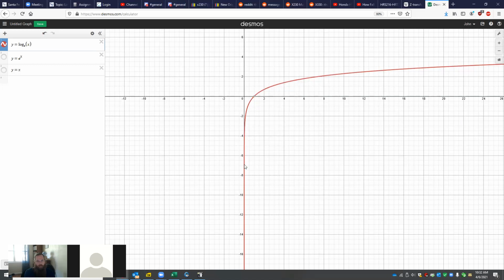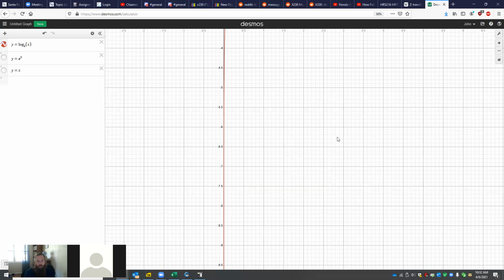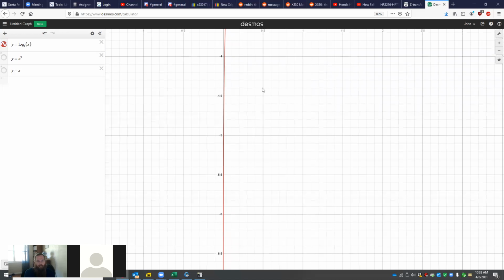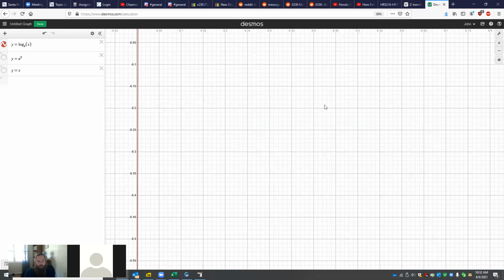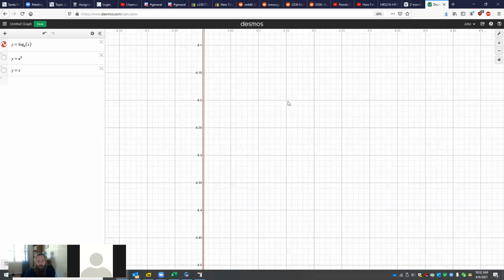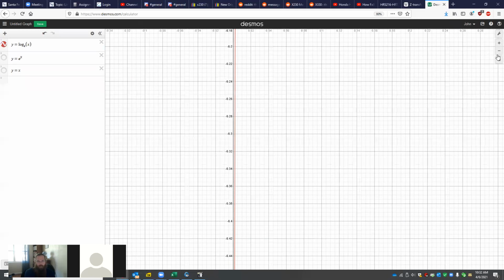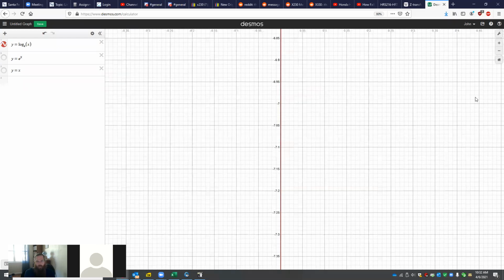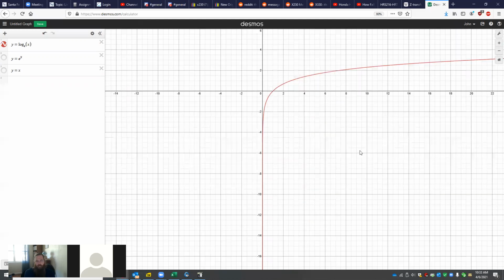Notice this never actually hits the y-axis. If I zoom in really, really close, you'll see there's always a little bit of space. It never actually hits that. Even if it looks like it does, if you zoom in enough, you see there's a little bitty gap. And it'll get real, real close, but it never hits. And it goes down and down and down forever. That's what we mean when we say we have a vertical asymptote there.